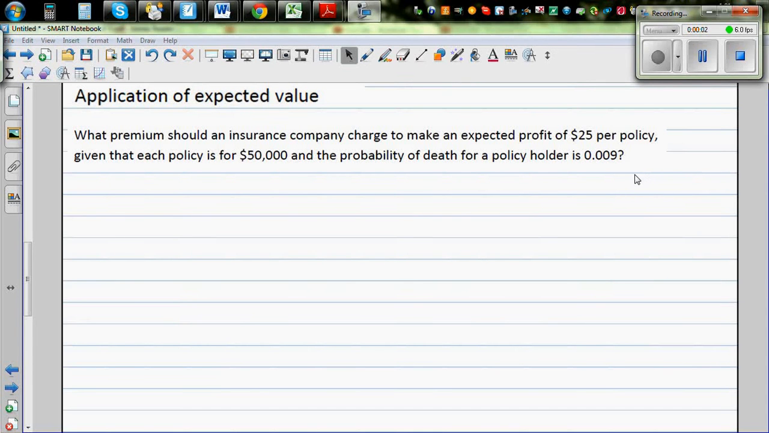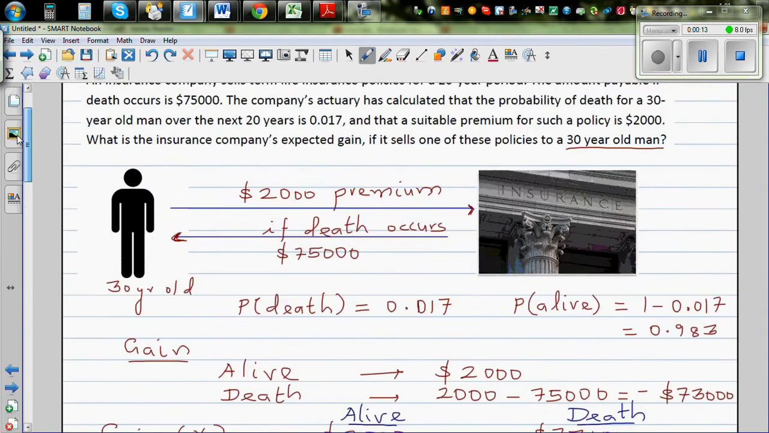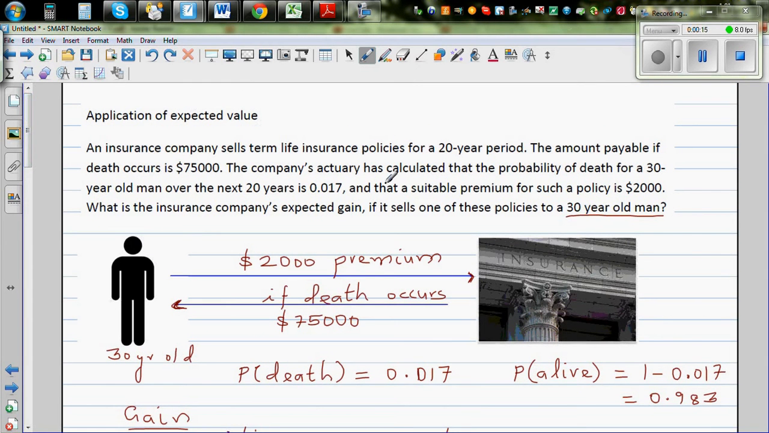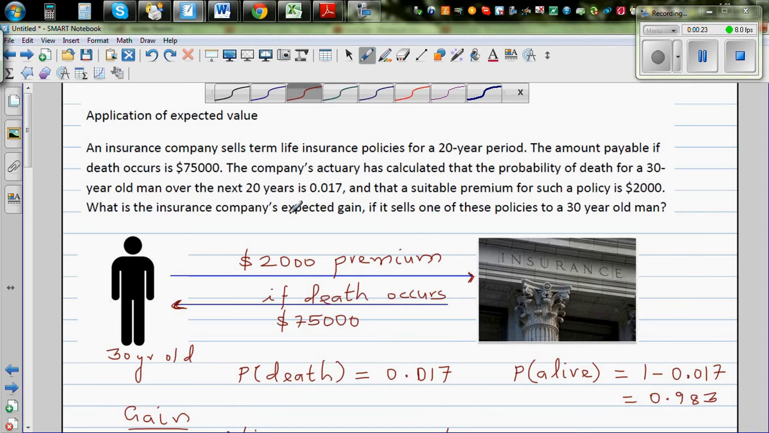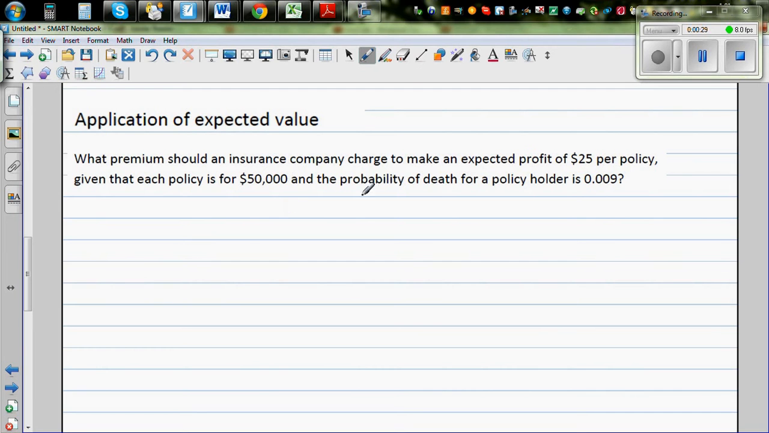Continue with the application of expected value. So let's read again a question on insurance policy. In the previous video, if you have seen, we talked about how insurance companies decide a particular premium and also decide and can find what's the expected gain that they can have. Now here it's a related question.